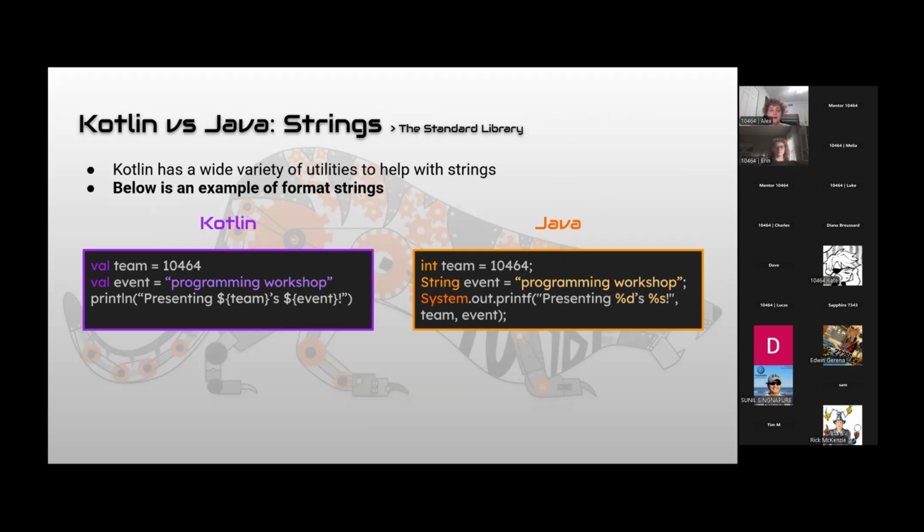Strings: Kotlin also has a better string templating system, which just means that you can put variables inside of strings. Both of these codes would print "presenting programming workshop" or "presenting 10464's programming workshop." But the way that you do it in Kotlin is way easier, and it also allows you to have more control over what you do.